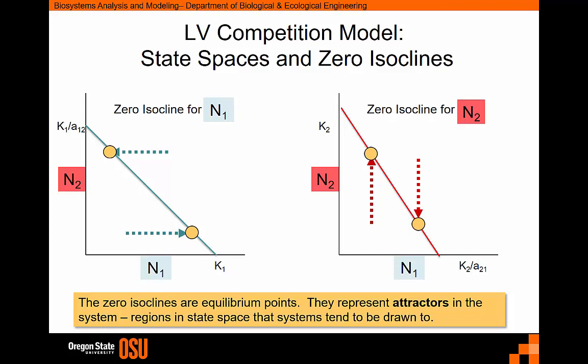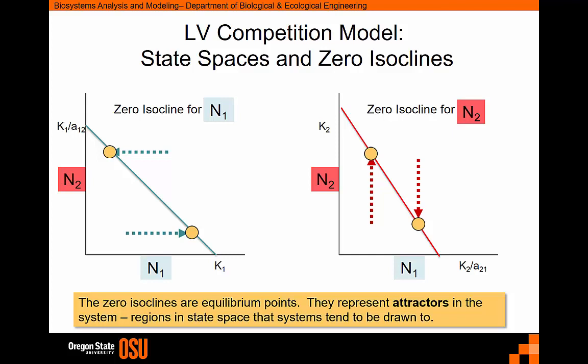For the graph on the left showing the isocline of species 1, we can see that the isocline intersects the graph on the x-axis when N1 reaches its carrying capacity K1 and no individuals of species 2 are present. The isocline intersects the graph on the y-axis at K1 over A12 when the carrying capacity of species 1 is filled by the equivalent number of individuals of species 2 and no individuals of species 1 are present. The intersections of the isocline for species 2 are essentially the same, but on different axes.